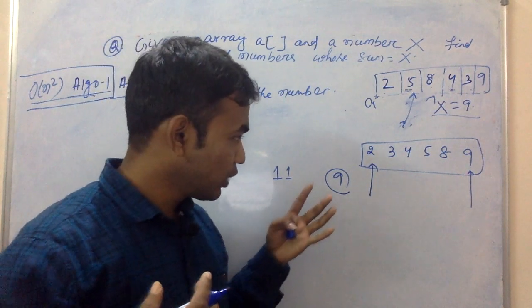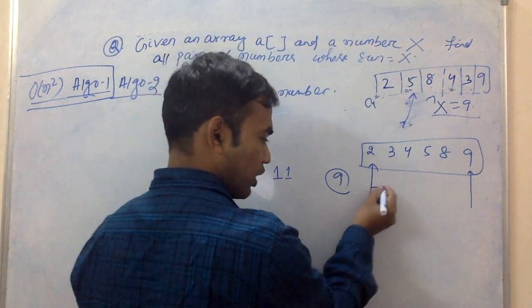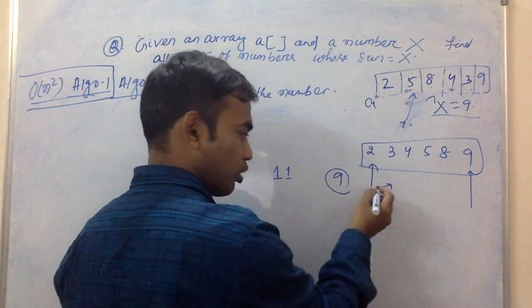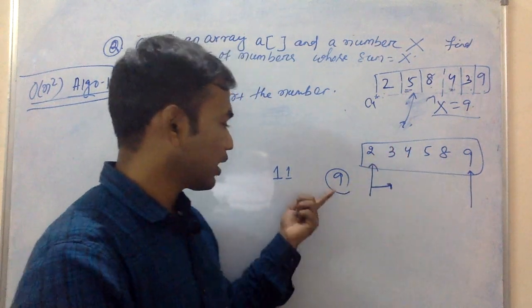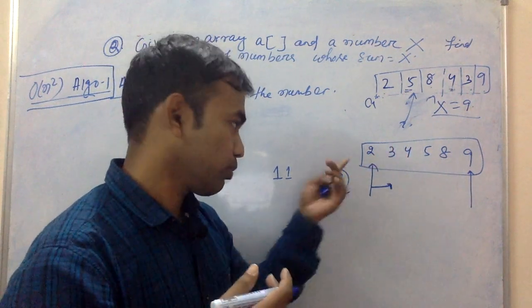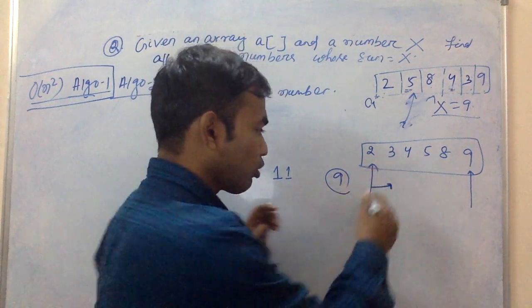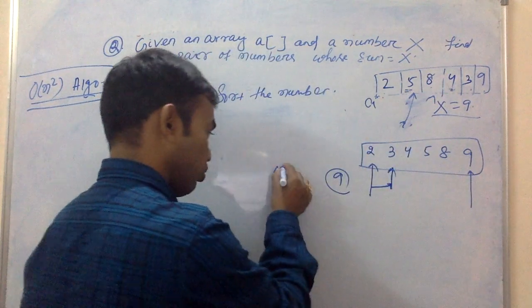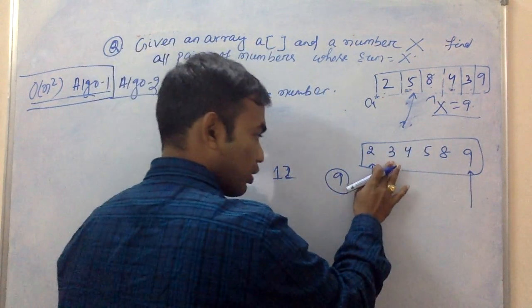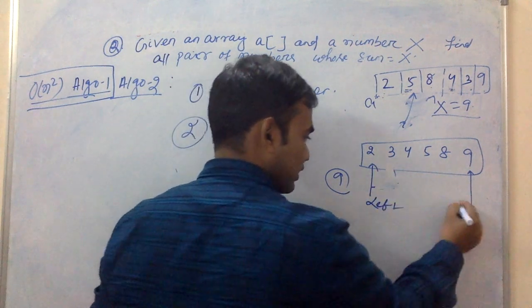Just think: if I keep increasing this pointer, say I keep increasing this number, will I be able to find the number 9? Obviously not, because this is going to be in increasing order, since we have already sorted. If I go to 3 plus 9, it is going to be another greater number, 12. So in this case, this is left and this is right.